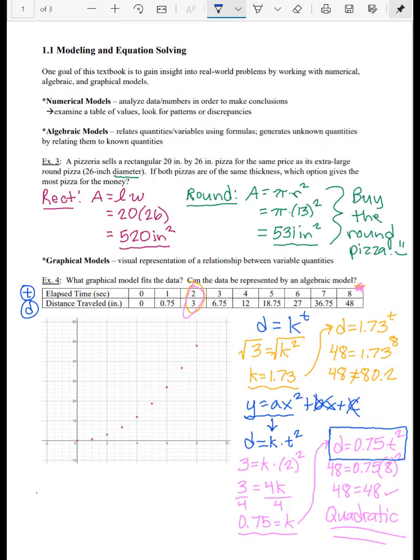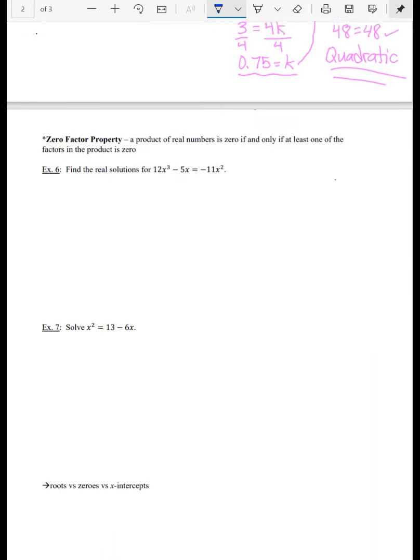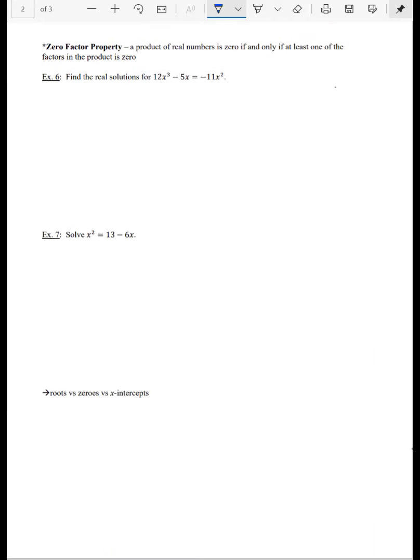All right, so moving on, let's do a little scroll here. Before getting into the next set of examples, there is an example 5 in the book. I encourage you to take a look. It talks about taking data and creating a scatter plot and a line of best fit, things that you've done with statistics units in your prior classes.